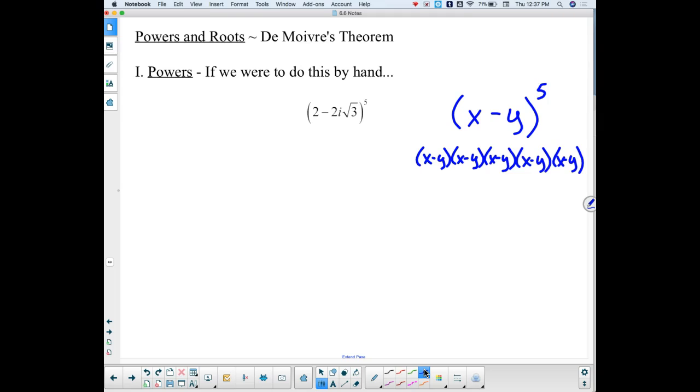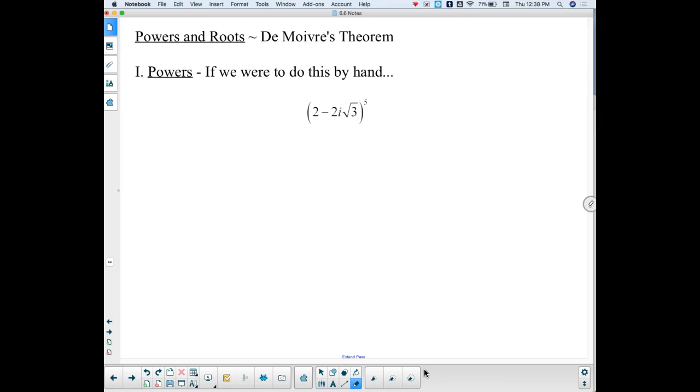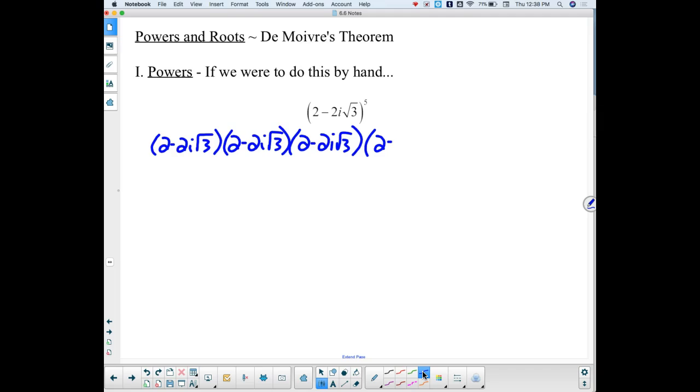With me? Okay? So if I've got 2 minus 2i times the square root of 3, and then I've got all of that to the 5th power, what that is saying is 2 minus 2i times the square root of 3 times 2 minus 2i times the square root of 3 times 2 minus 2i times the square root of 3 times 2 minus 2i times the square root of 3 times 2 minus 2i times the square root of 3. Right? 5.